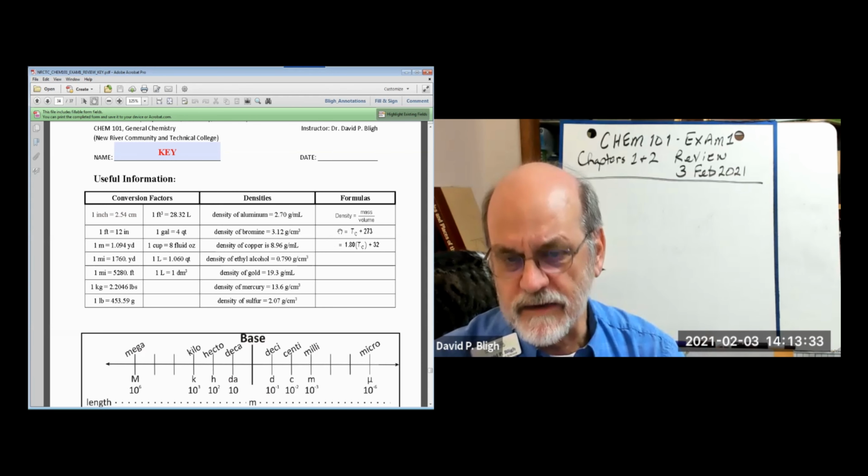So Newton's first law, I know that's not chemistry, but Newton's first law says an object at rest will tend to remain at rest unless acted upon by an external force. And an object in motion will tend to remain in motion unless acted upon by an external force. So that's a statement of law.